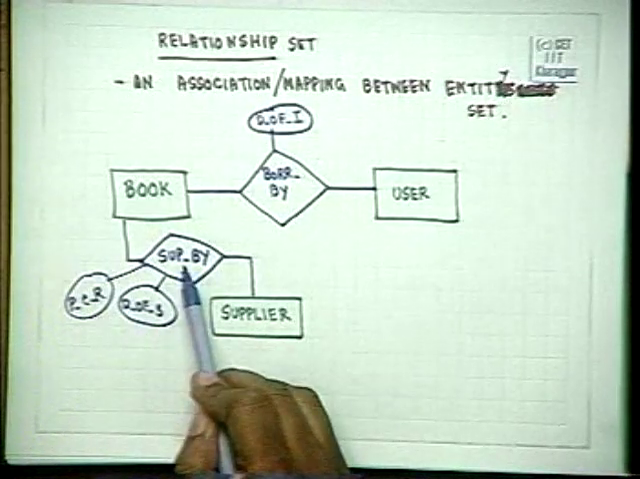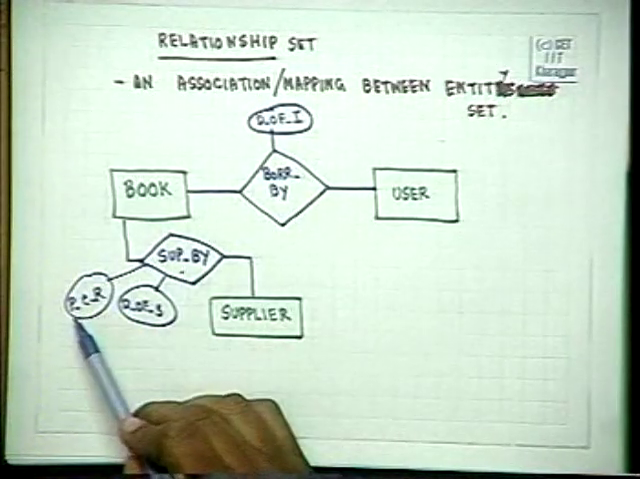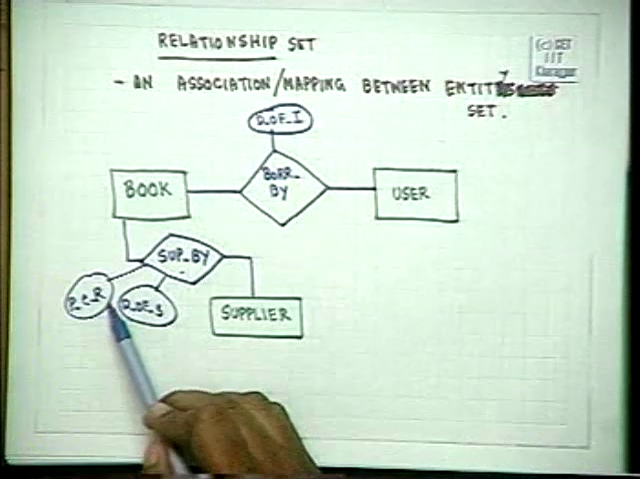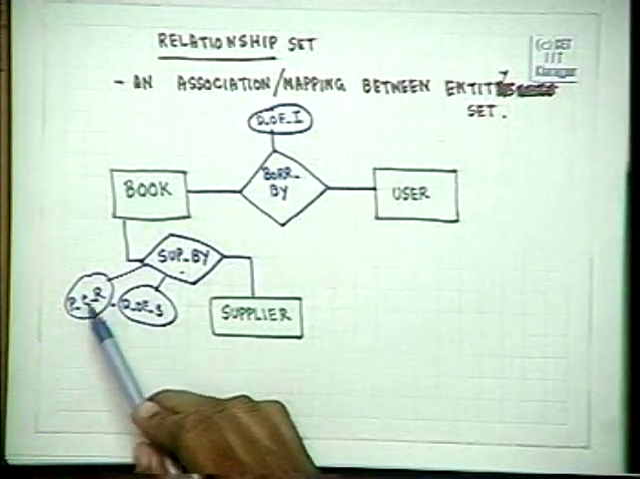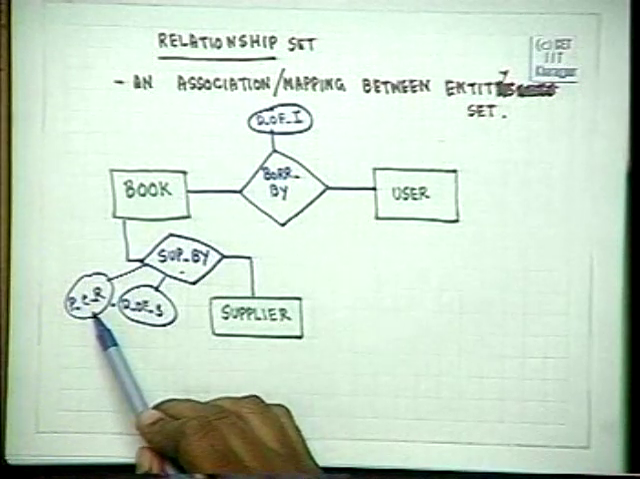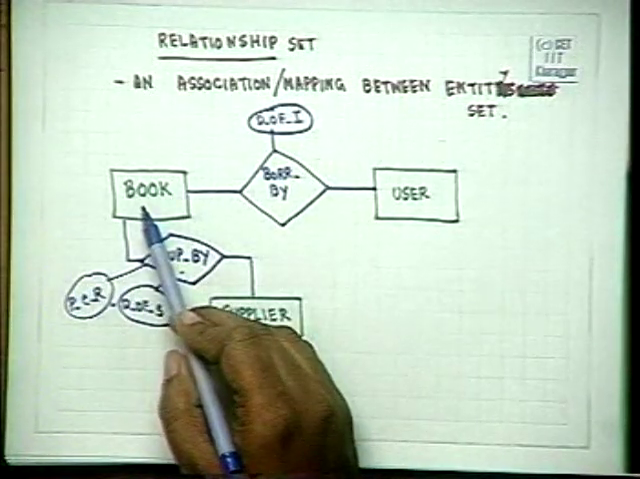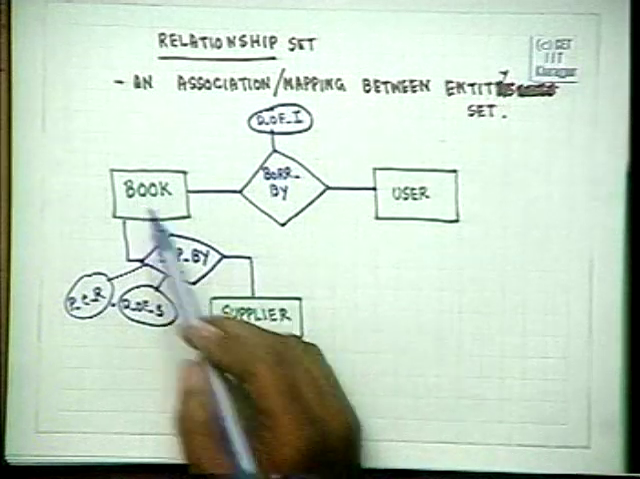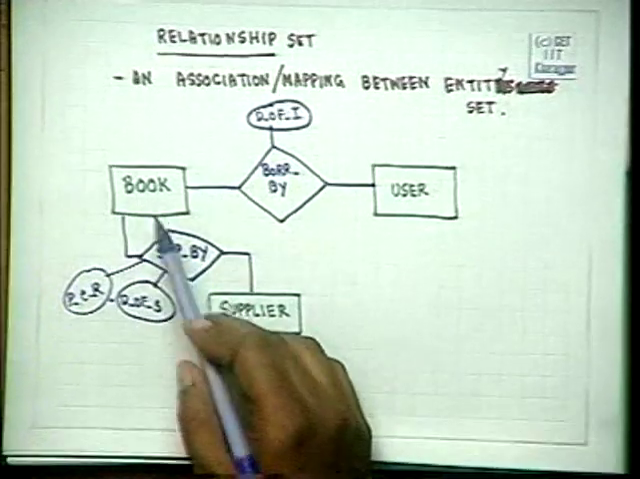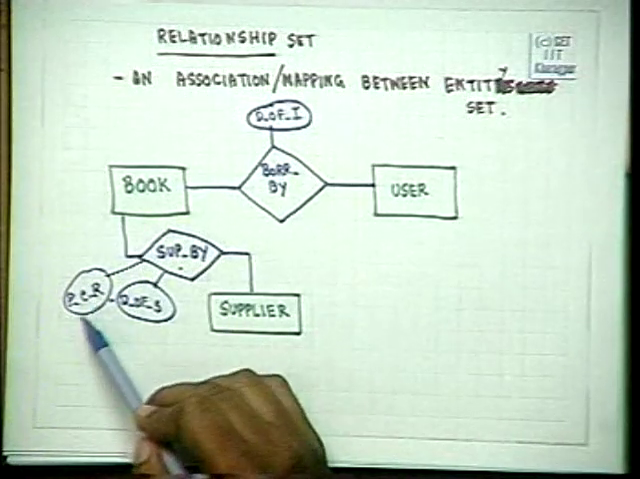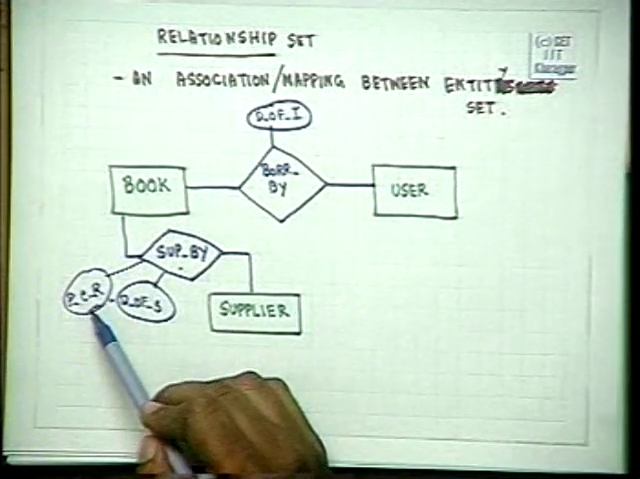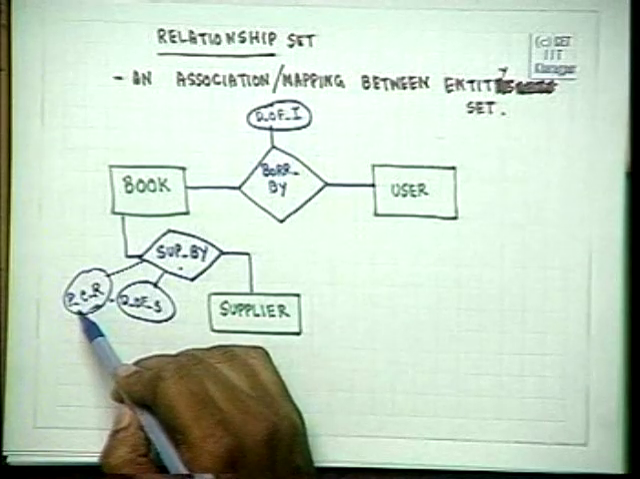Date of supply. This PCR is the price conversion ratio, for example, the dollar to rupee conversion rate. This book will have a price which may be in dollars or in marks. This person has supplied the book at a particular date, and for this supply, what is the price? What is the conversion ratio? What is the actual rupee price?